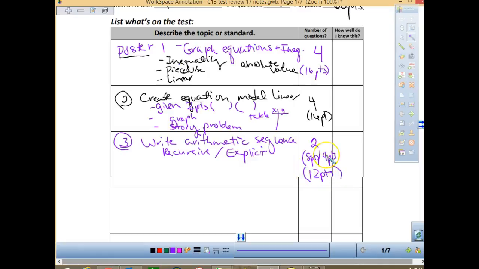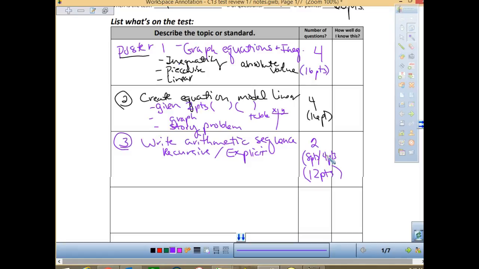So I might give you a sequence, like it was in the review, and say write an explicit, write a recursive. I might give you a recursive and say write an explicit formula for this. Or I might give you an explicit and say write a recursive formula for this. Okay? So make sure that you can do it from a sequence and get both of them, and then that you can look at one and change it to the other form.